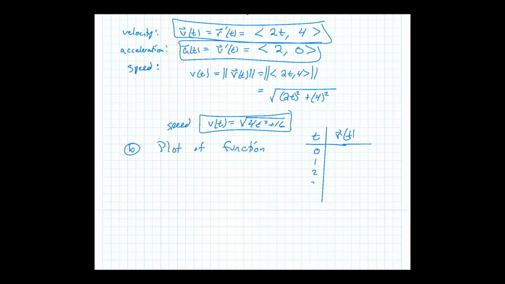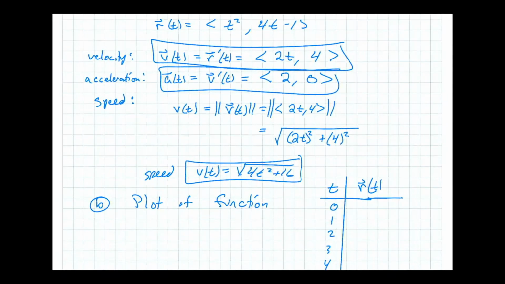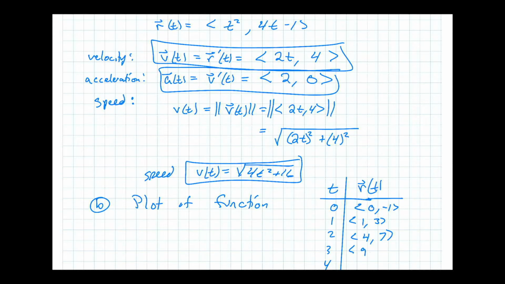So if we just go 0, 1, 2, 3, 4, and then we can plug those into the original r, which is right here. If you plug in 0, you're going to get 0, comma, -1, right? And if you put a 1 into that function, you're going to get 1, comma, 4 times 1 is 4 minus 1 is 3. If you put a 2 in there, you're going to get 2 squared is 4, and then 4 times 2 is 8, 8 minus 1 is 7. And probably this is going to be the last one that I do. If you put a 3 in there, 3 squared is 9, and then 3 times 4 is 12, 12 minus 1 is 11. Okay, so we're just going to plot that many points.